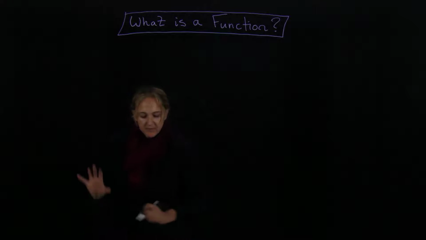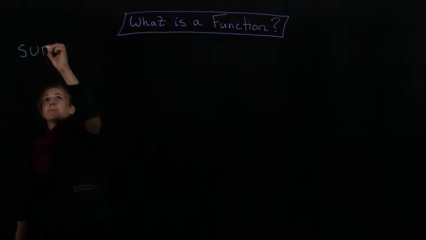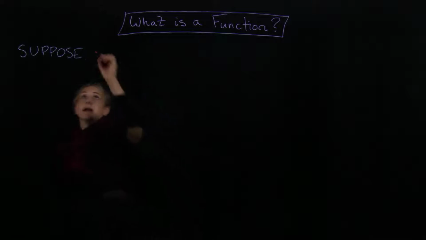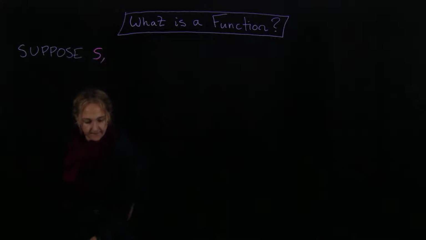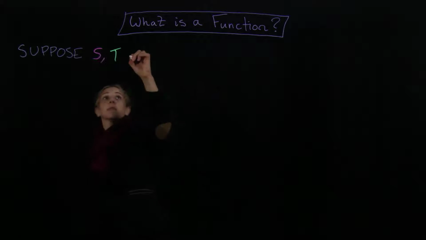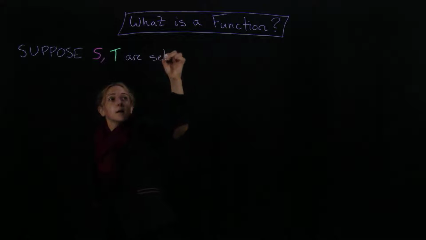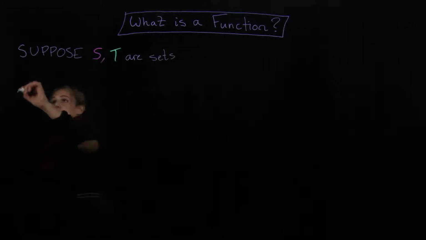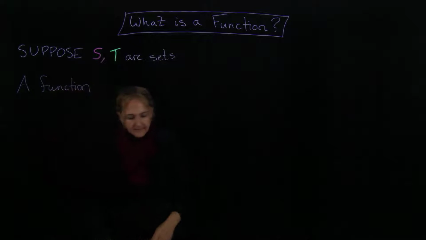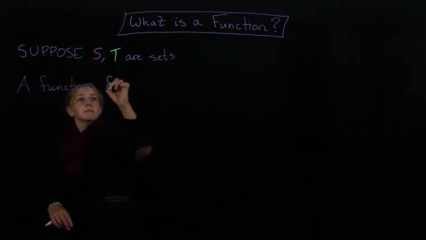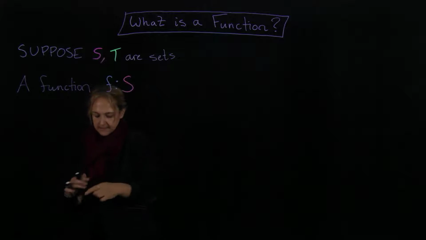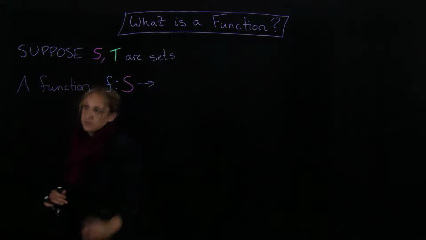So here we go. Suppose that we have two sets, a set S and a set T. Suppose that these are sets. Then what do we mean by a function? A function, and we're going to write it like this, f from S to T.